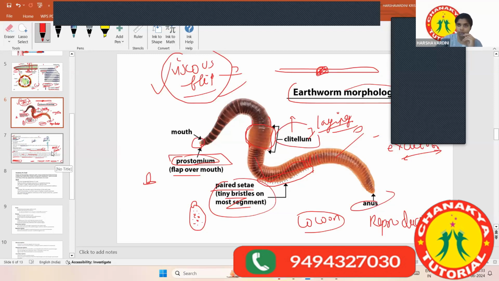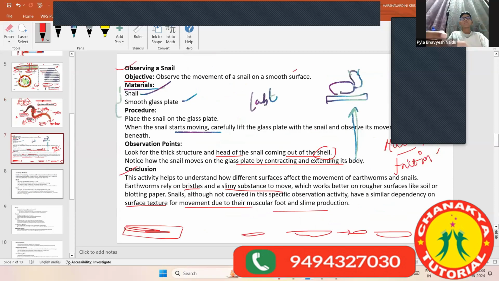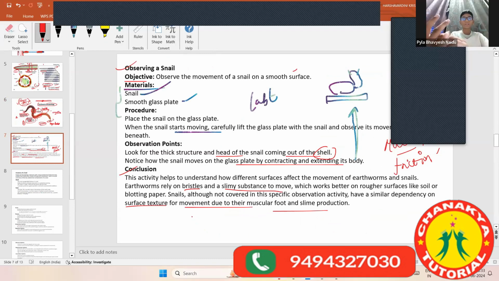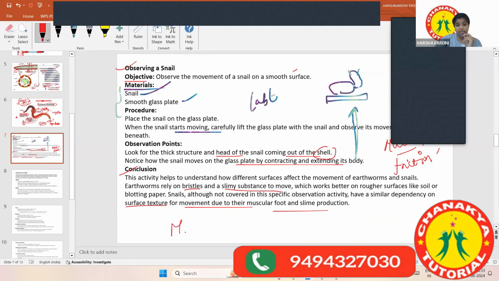And what is the locomotory organ for the snail? No, the locomotory organ for the snail is not mucus, Bhavesh. Mucus is helping the snail for a smooth movement, but mucus will not act as a locomotory organ.